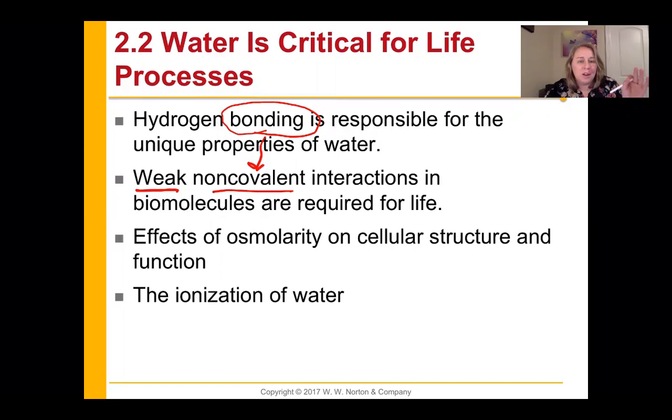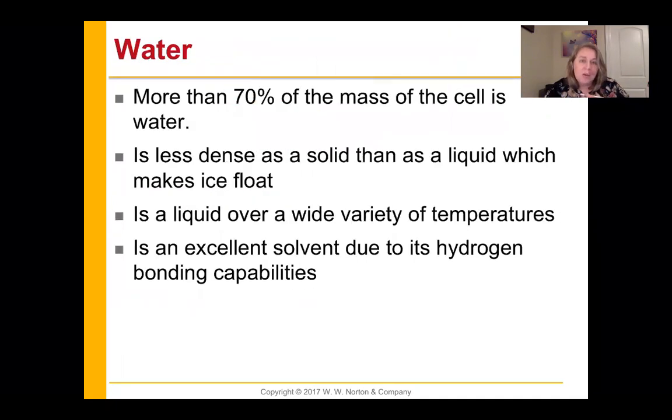So we're going to look at effects on osmolarity. We're going to look at effects on cell structure, on function, and we're going to talk about the ionization of water, the autoionization of water. So we know that 70% of the mass of a cell is water, and so we are about 70% water.